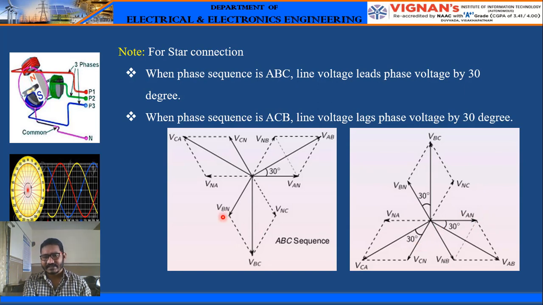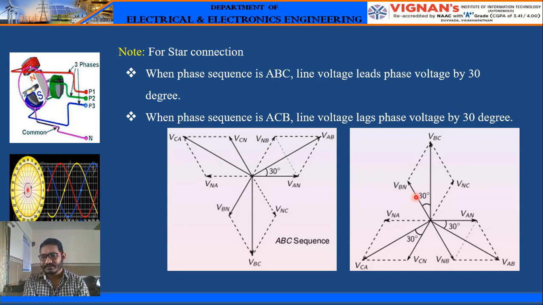The difference is here: VAN, then VBN. Next, VCN. This is for the ABC phase sequence. In this case, after VAN you will get VCN, because the phase sequence is ACB. After VCN, you will get VBN. Suppose VAN is the reference: after 120 degrees VCN, after another 120 degrees VBN.